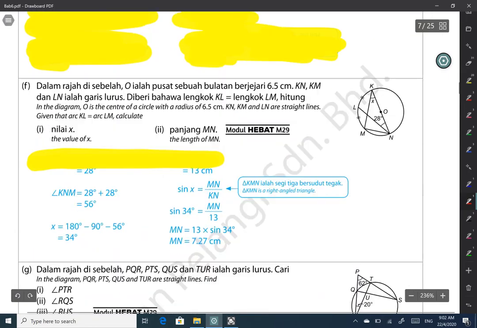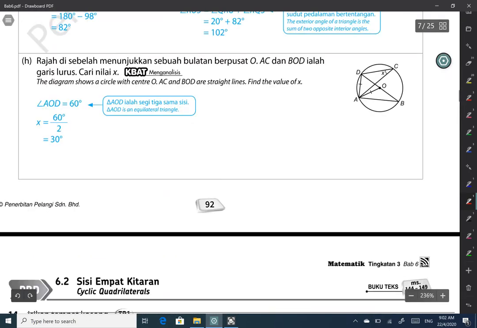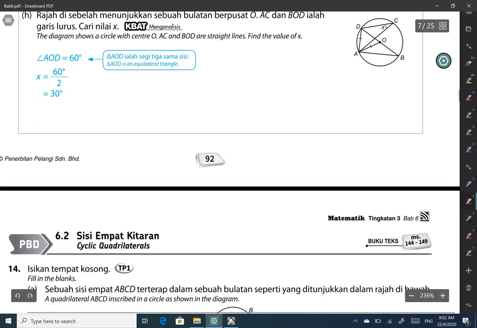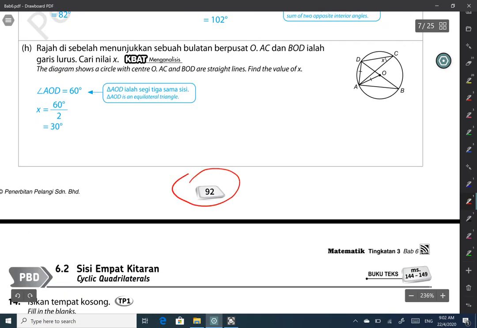Question E, F, G, H, I left for you. 我让留给你当作是你的 homework. Okay, page 92 as your homework.